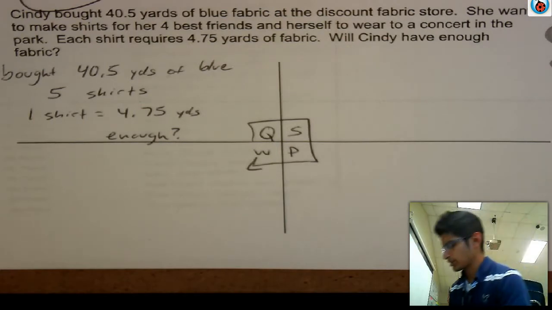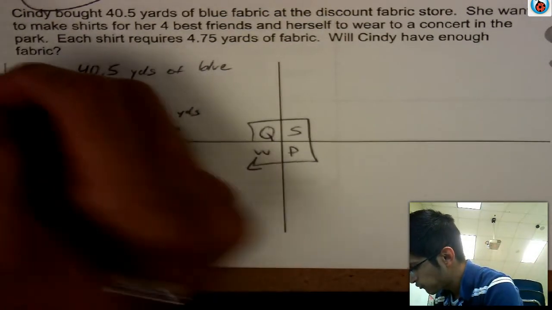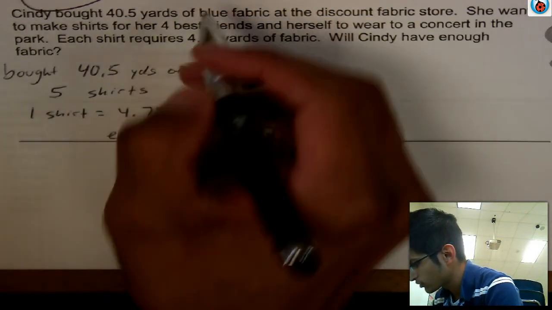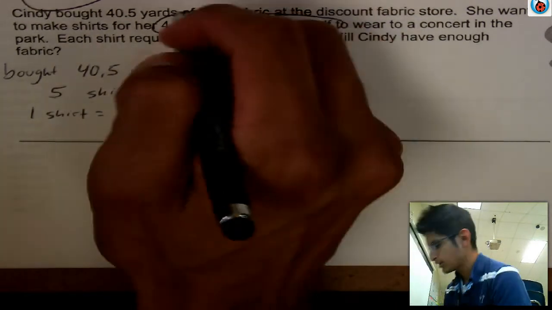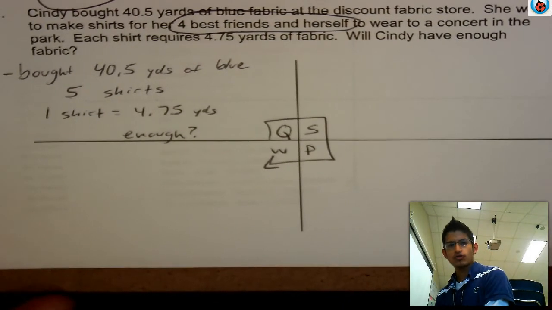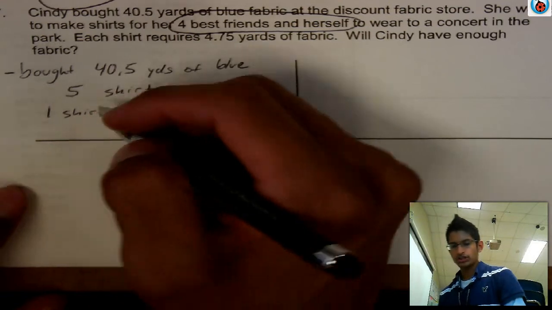So a lot of information here. First thing, she bought 40.5 yards of blue fabric. She wants to make 5 shirts because it says 4 best friends and herself. So that she wants to make 5 shirts for 5 people. One shirt is 4.75 yards. So does she have enough?